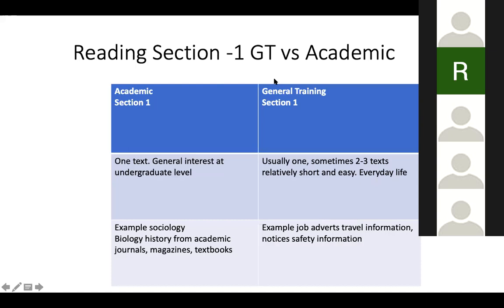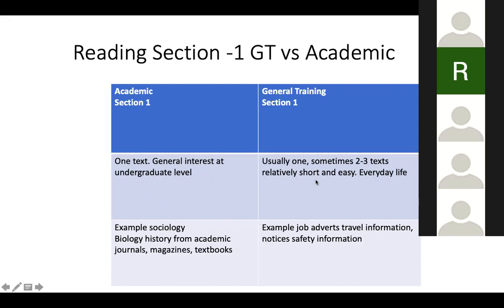So, reading section, GT versus academic. On your left side is the academic section and on your right side is general training. This is just a comparison between these 2 tests, okay? On your academic test, section 1 of the reading will have 1 text. This will be at an undergraduate level, and it is going to be the easiest of the 3. It's going to be of general interest, but still an academic topic. Whereas in section 1 of general training, you can have 1 or 2 texts, and it's going to be something about everyday life, something very relatable.